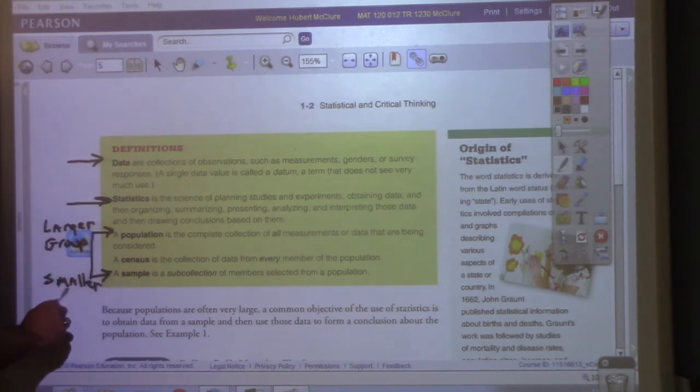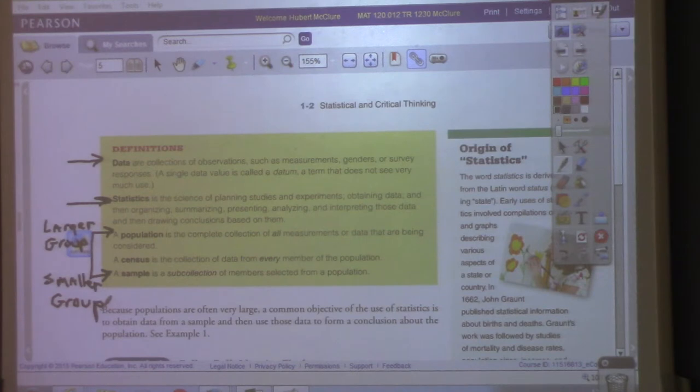Now, why would you want to do all the statistics and gathering of a smaller group versus a larger group? What are the two most important things in our lives? Time and what? Dollar signs. Money. Time and money. Is it easier to survey 30 people or 300? 30. So, a lot of times the sample is used to predict the population. Write that down. 90% of the time, or above, let's call it a confidence interval, the sample is used to predict for the population.